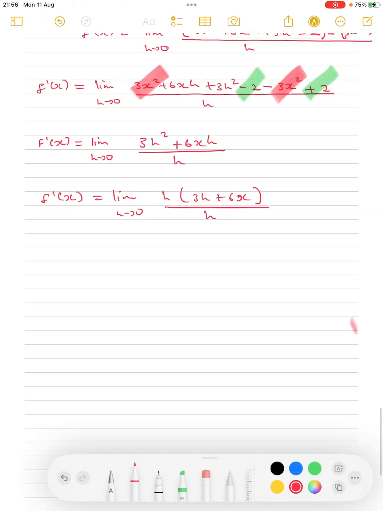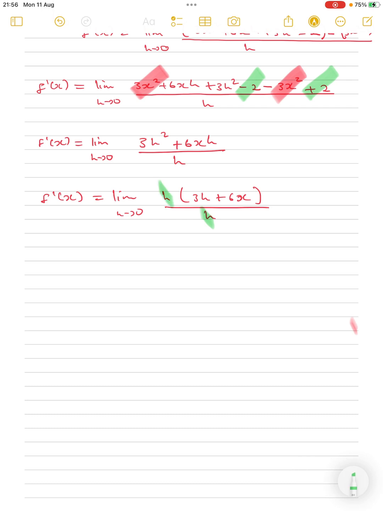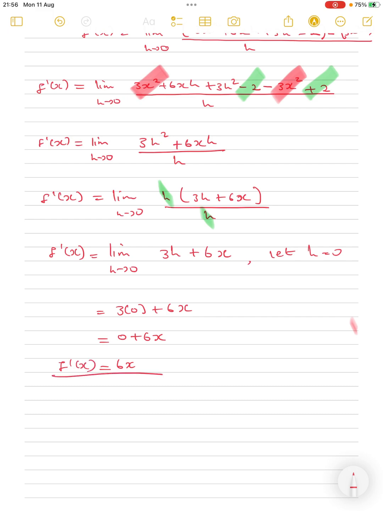And then again these two divide one another, then you are now left with the limit as h approaches 0 of 3h plus 6x, still working with f prime of x. Now you can let your h be 0. So if you let h be 0, you end up with 3 times 0 plus 6x. So 3 times 0 is 0, plus 6x. So the final answer is 6x. So f prime of x is equal to 6x.